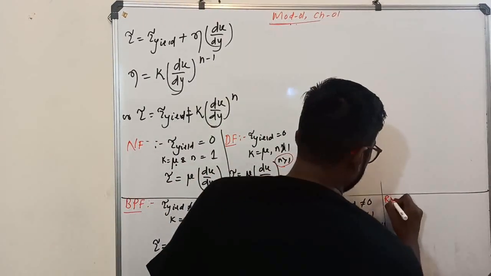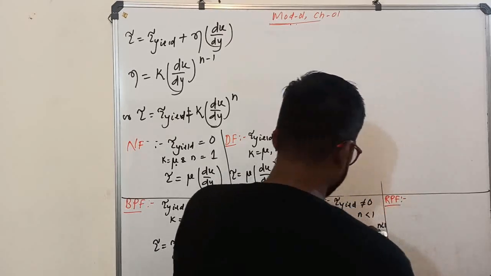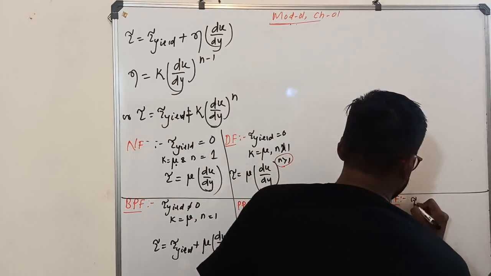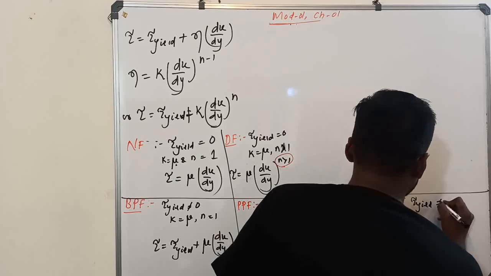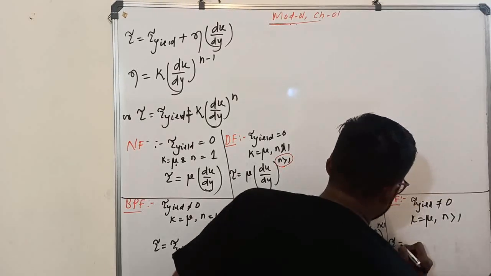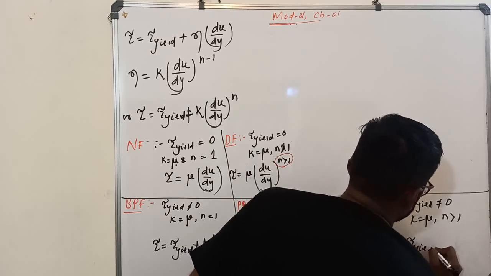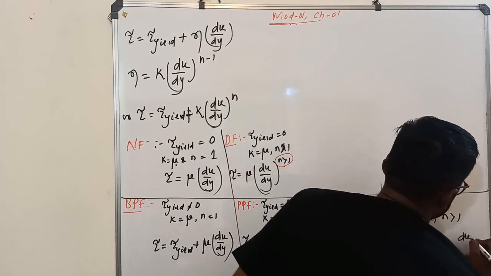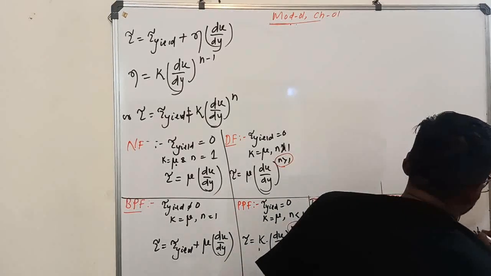Okay, your rheopectic fluid. So, tau yield is not zero, k is equal to mu, n greater than 1, tau is equal to tau yield plus mu (du by dy) to the power n, where n is greater than 1.